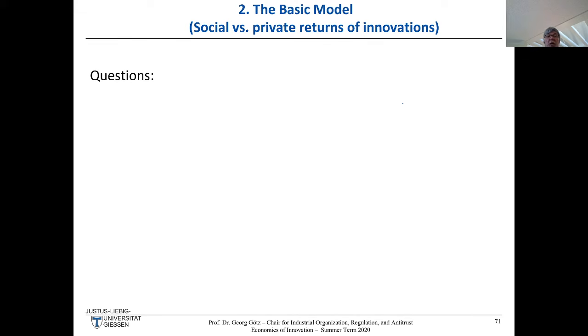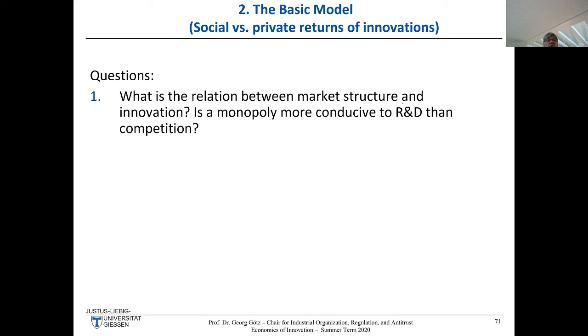I want to discuss right now a set of questions which we already posed at the very beginning of the course, namely, remember Schumpeter, where we discussed whether it's necessary to have monopoly power in order to get innovation. The question economists have dealt with a lot in the last 70, 80 years is which market structure provides the best kind of incentives for innovation. Is a monopoly more conducive to R&D than competition, or is it the other way around?